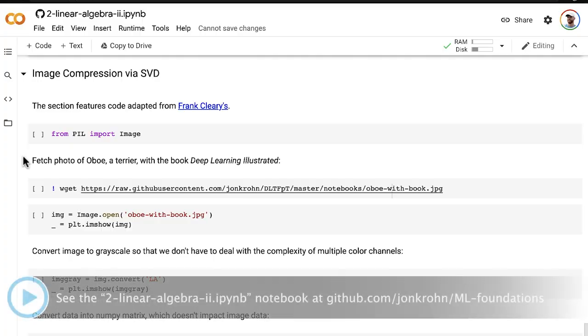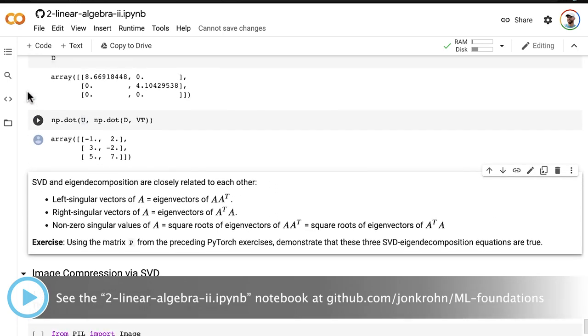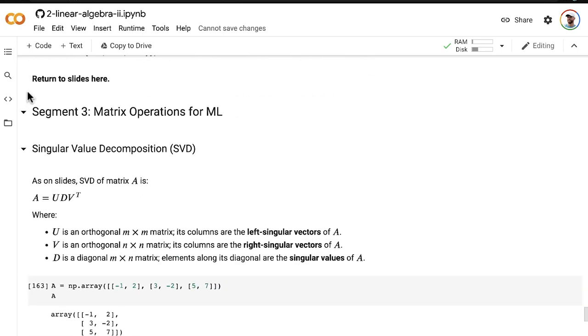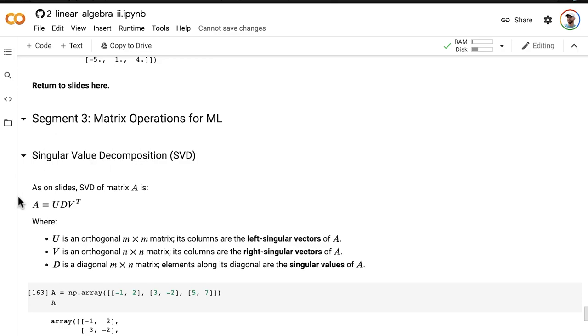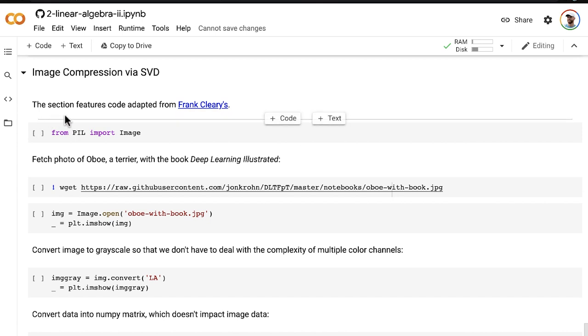In this video, we take advantage of the SVD theory that we already know to dramatically compress data with a hands-on Python demo. Back now in our Linear Algebra 2 notebook, we're in the image compression via SVD section, which follows immediately on the heels of the singular value decomposition section. All right, so here, this section features code adapted from Frank Cleary's. Thank you very much, Frank.